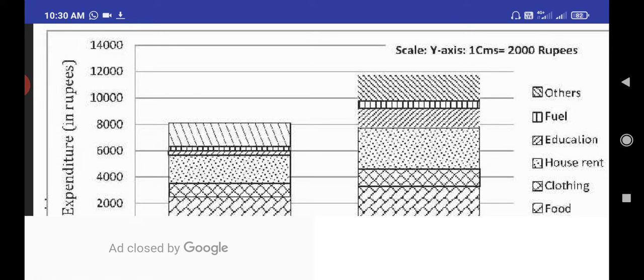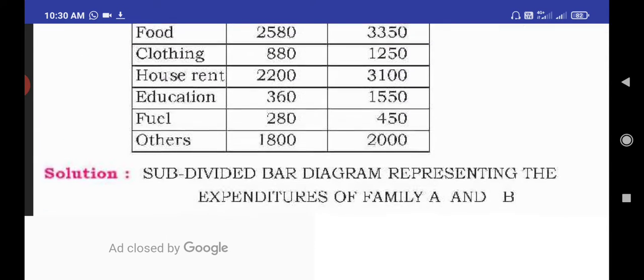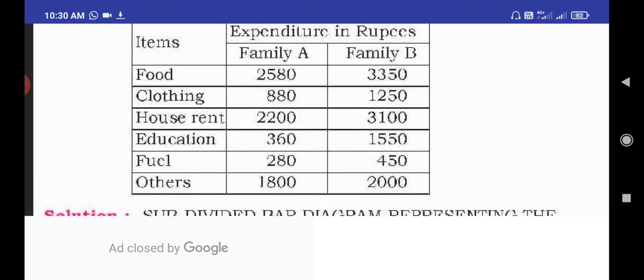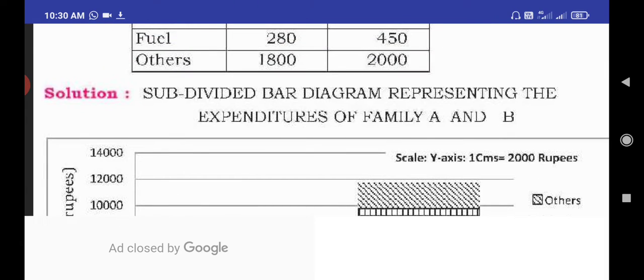Single bar diagram we should write. After that we have to divide all the information in a single bar diagram. We have to divide the data based on the given information. Family A food 2580, family A clothing 880. So based on this given information we have to divide the data.